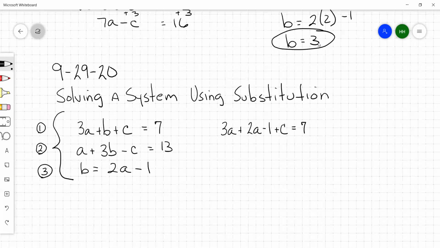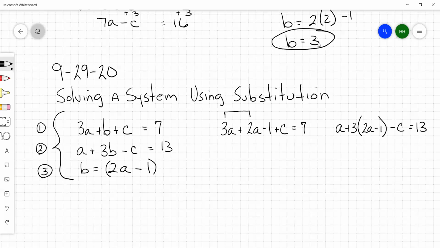And then let me see. I think I'm going to rewrite equation 2 to the right of that. So I've got a plus 3, and then the value of b right here, this 2a minus 1, minus the c equals 13. Okay? So now let's clean both of these equations up that we substituted. And what I mean is we got some combining of like terms to do.